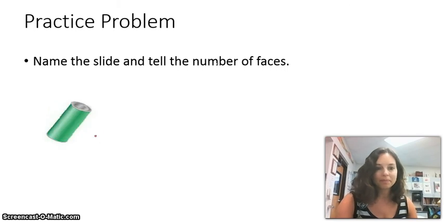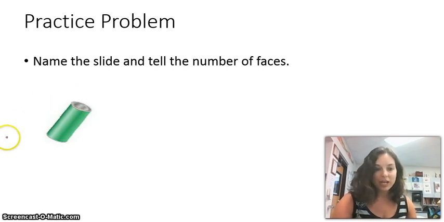Let's move on. Here we have practice problem number 2. Name this shape and tell the number of faces. So go ahead and pause this video, tell me what this shape is, and tell me how many faces it has. And when you're ready, turn this back on and we'll talk about it together.